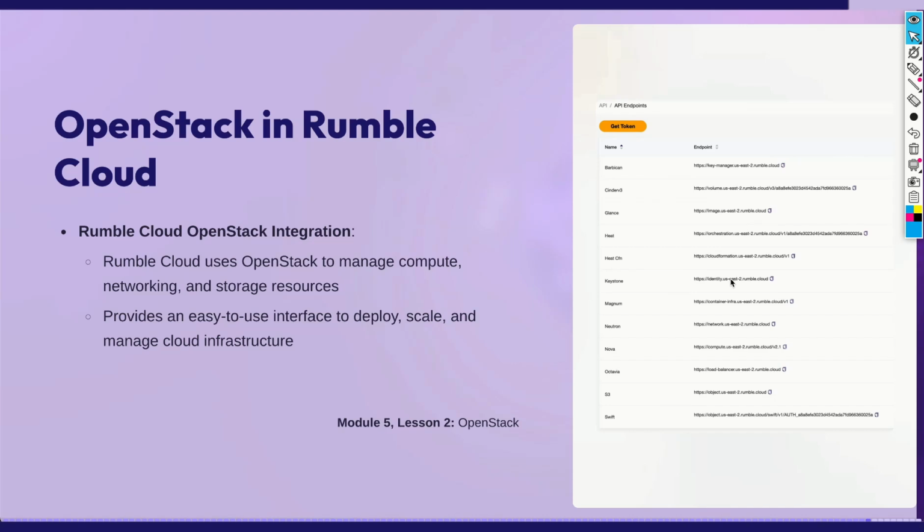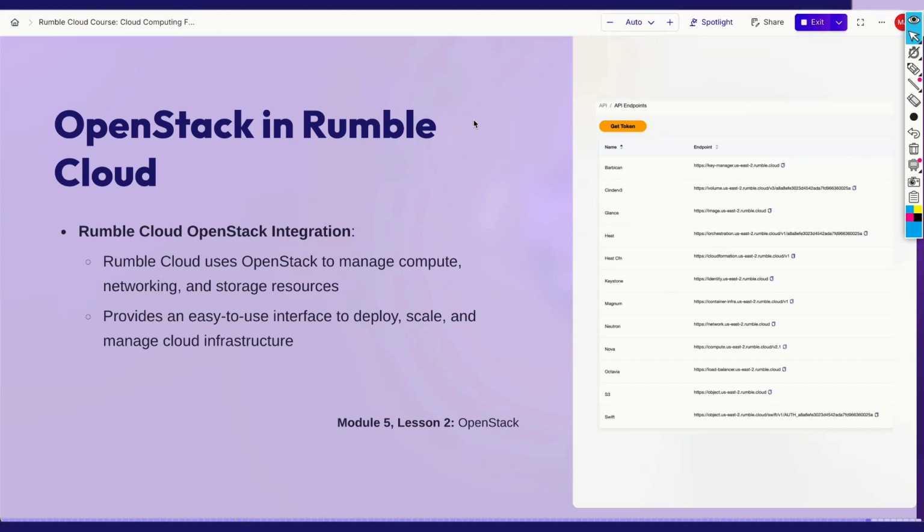Rumble Cloud obviously leverages OpenStack, as we've seen, to manage your compute, your networking, and your storage resources. However, the dashboard provides you an easy-to-use interface so you can do all of that, but sometimes you want more granular control, so it also provides you the API endpoints for the different services.